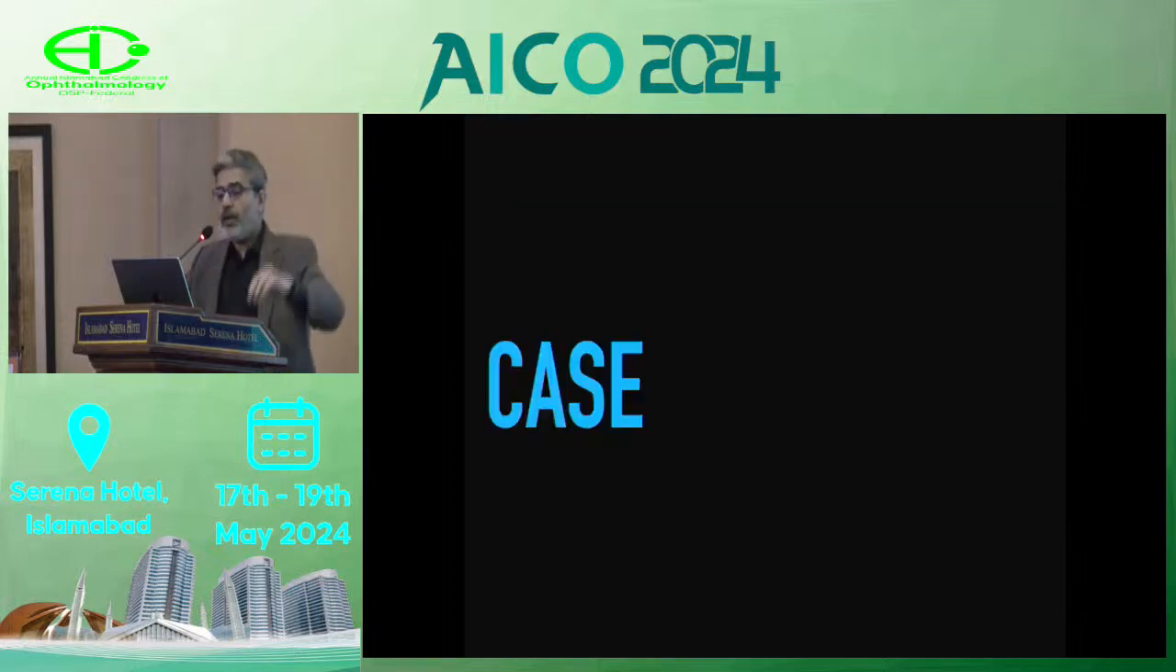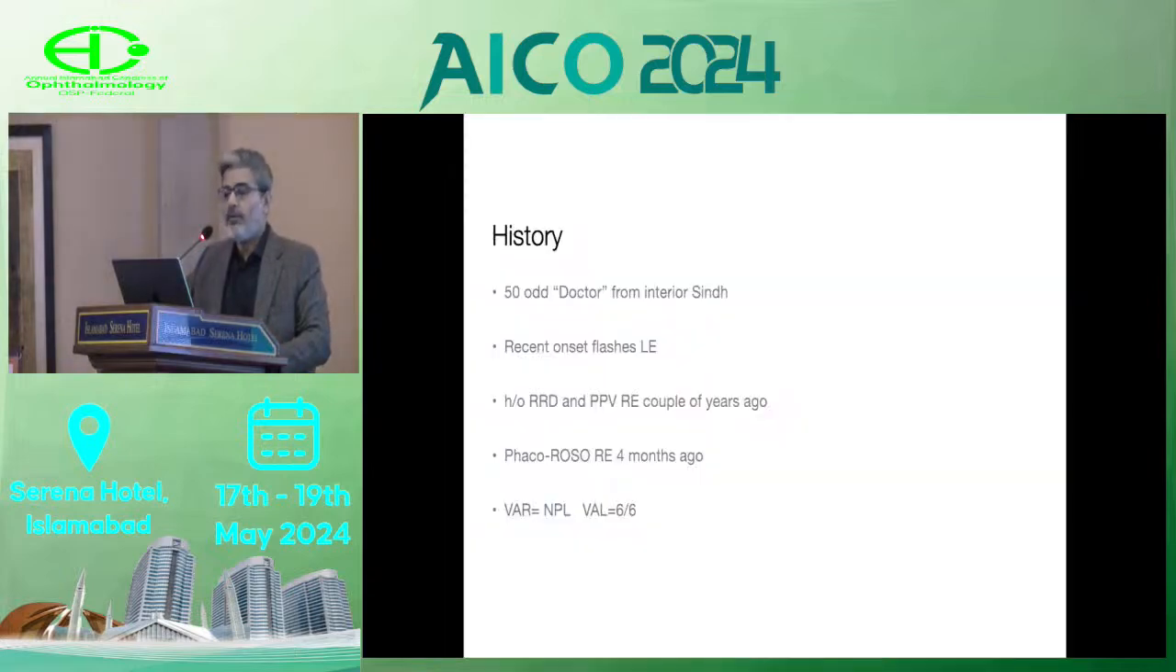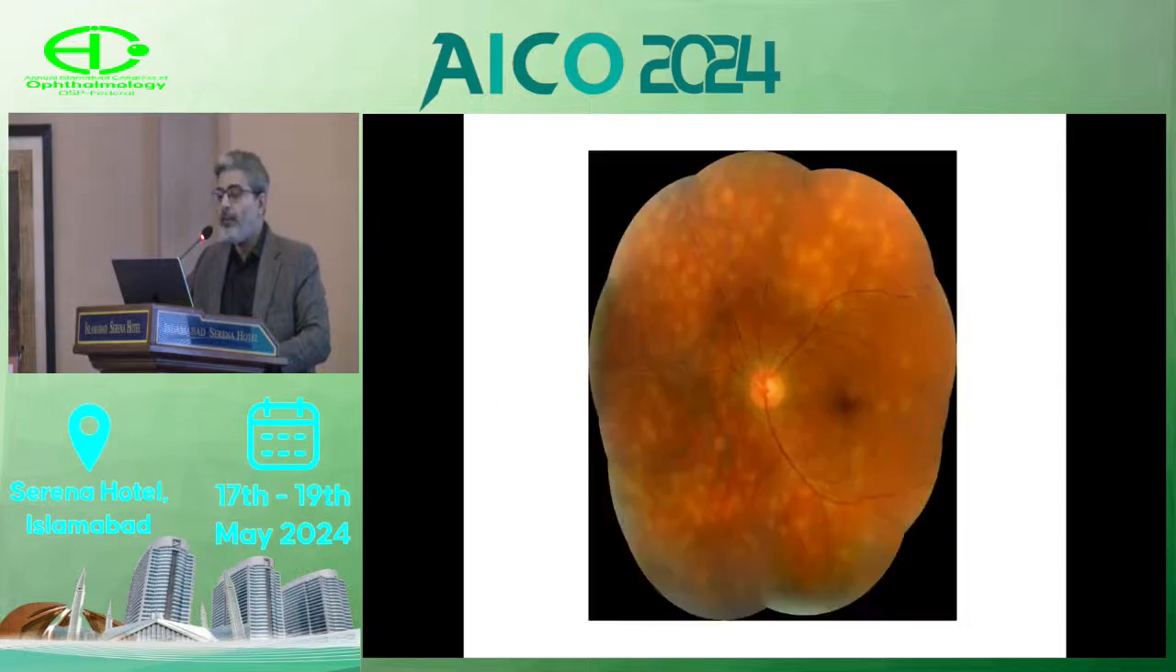So just jumping right to the other side, here's a case of trauma. A 50-odd doctor from interior Sindh, recent onset flashes, history of IRD, PPD done a couple of years ago. Patient had NPL vision in one eye, and this is the other eye. He had a remote history of trauma for which he received a vitrectomy. So any resident, what's happening here? It's a talk about trauma, and you see all these white lesions at the back.